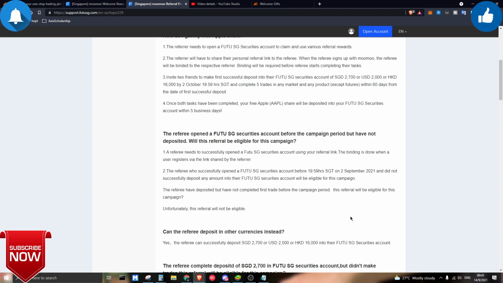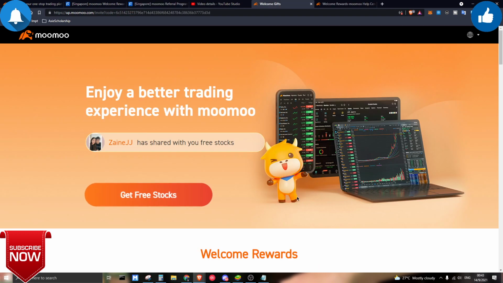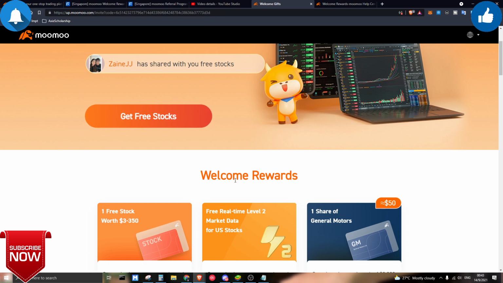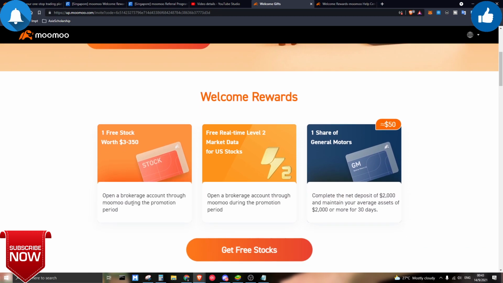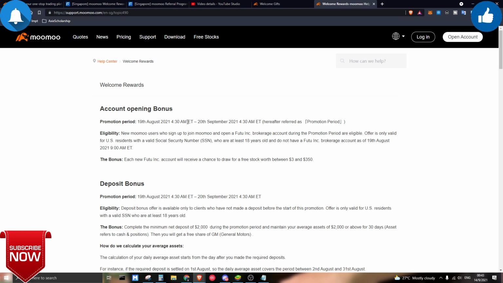So for the US people who are watching this, you can learn how to achieve some free stocks as well. Over here for US citizens, you are also entitled to some free stocks. First of all, it's very simple. For US citizens, you can open a brokerage account through moomoo during this promotion period, which is from 19th of August all the way to 20th of September.